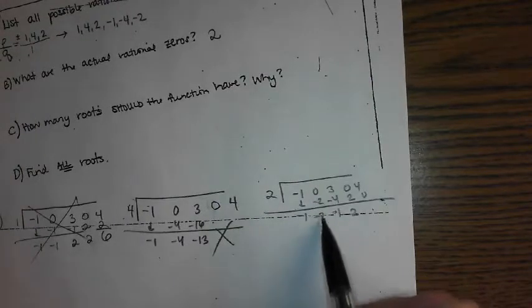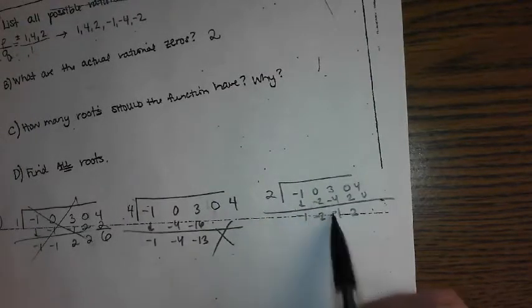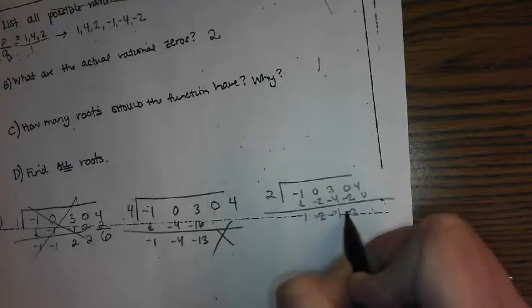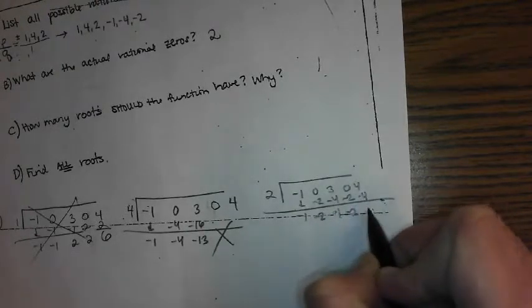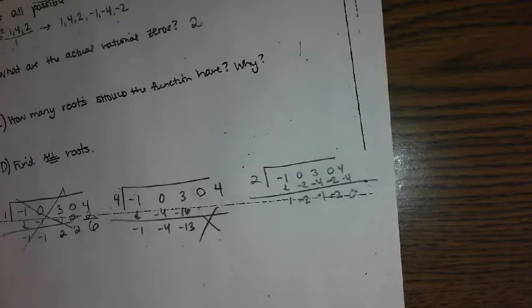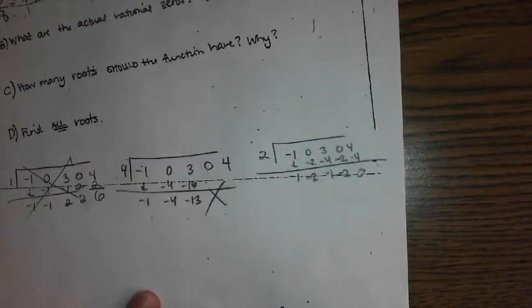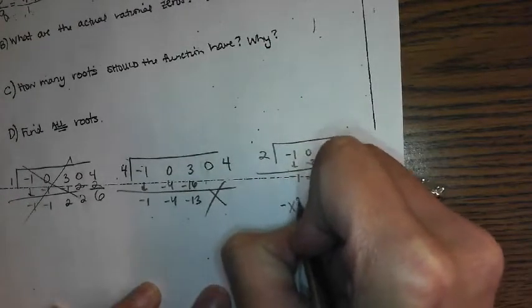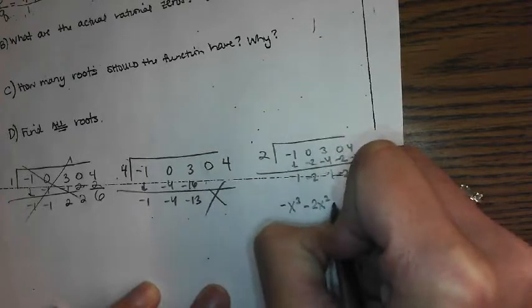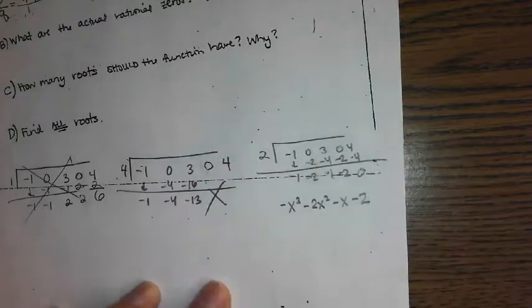-1, -2, -2, -4, -1. Oh, -2. -4, 0. Good. So I just knocked this down to -x cubed minus 2x squared minus x minus 2.